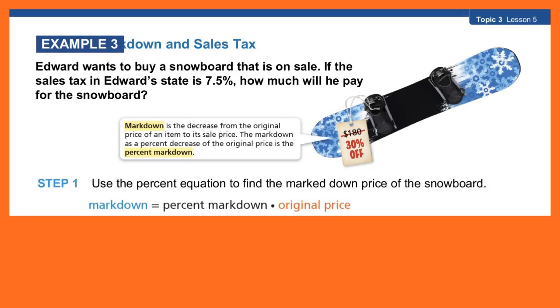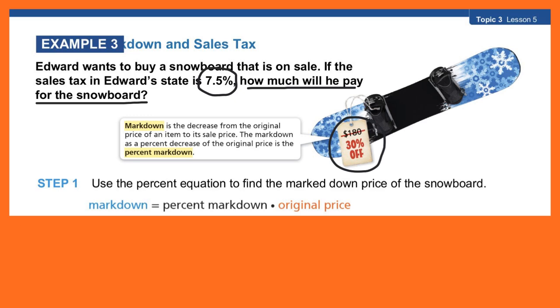This is example number 3 on page 175, and we are moving into markdown and sales tax at this point. Edward wants to buy a snowboard that is on sale. If the sales tax in Edward's state is 7.5%, how much will he pay for the snowboard? All right, and on top of that, the snowboard is on sale.